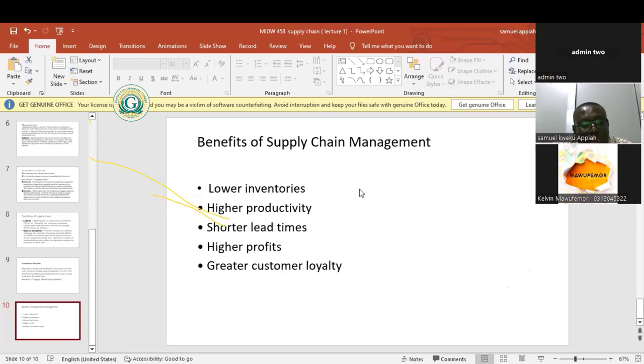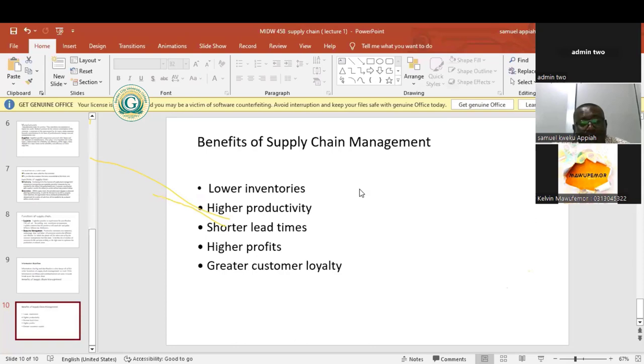Then shorter lead times. Another benefit of supply chain is shorter lead time. What is a lead time? A lead time is a period between ordering and receiving. So if I order paracetamol from a distributor, and the person says that when you order, it takes, let's say, 1 week before you get delivery, it means that the lead time for paracetamol is 1 week. So when we talk of a lead time of a product or commodity, it is a period between ordering and receiving. So when you apply supply chain management, the benefit is shorter lead times.